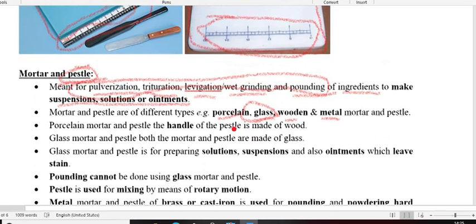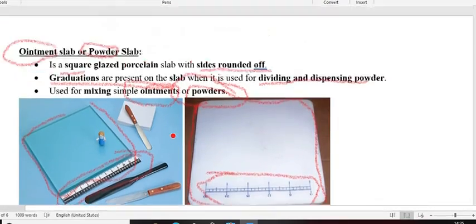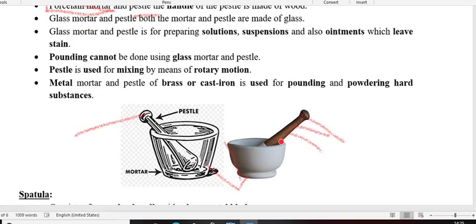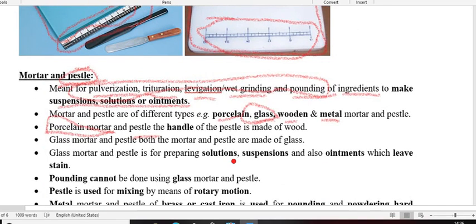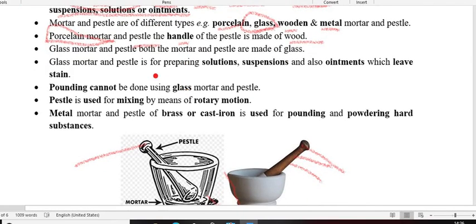Then if the mortar and pestle is made up of porcelain, then the pestle's handle is made of wood, whereas the head is of porcelain. So this is very important. The handle is wooden and the head is of porcelain. Now glass mortar and pestle are made up of glass wholly.